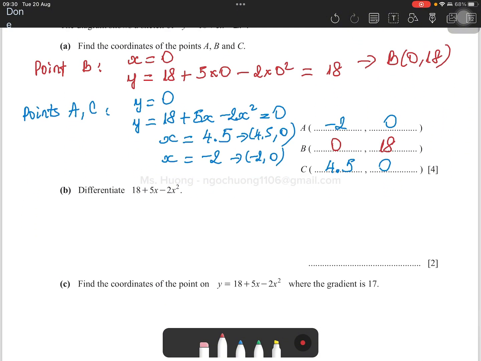Part B. Differentiate 18 plus 5x minus 2x squared. So the derivative of 18 is 0, the derivative of 5x is 5, and the derivative of x squared is 2x. So this one is equal to 5 minus 2 times 2x, which is 4x.